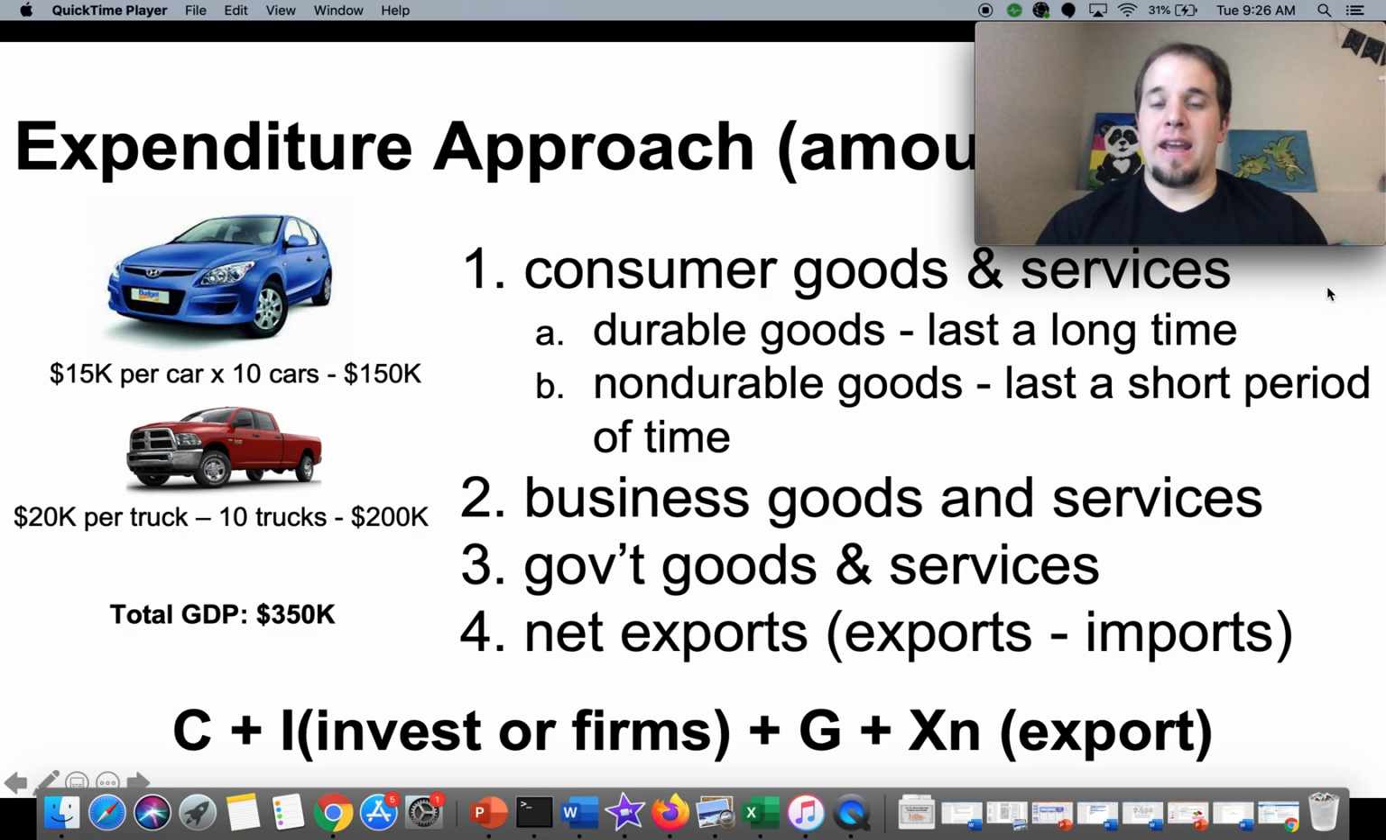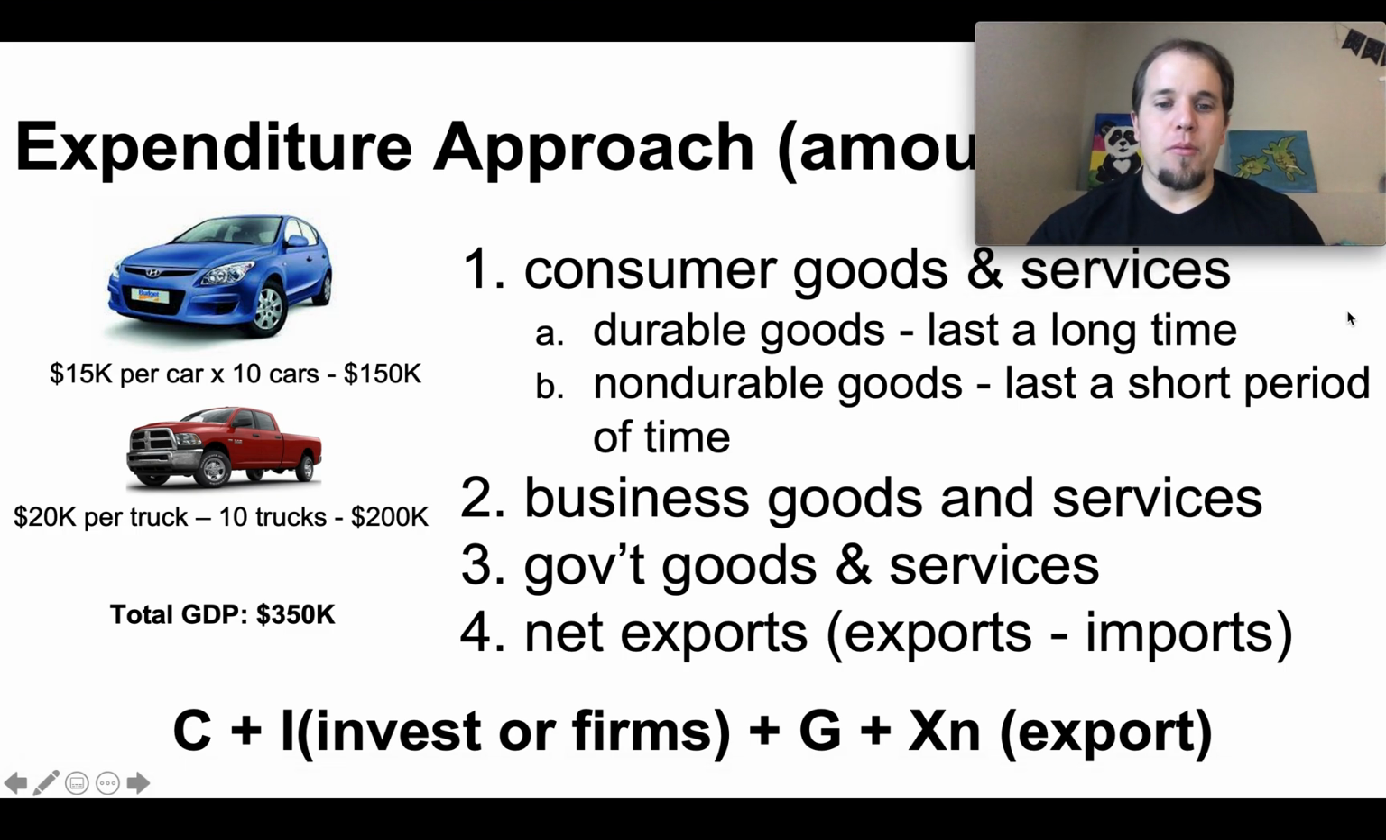So what any economy does is they look at 4 categories: consumer goods and services, businesses' goods and services, governments, and then net exports. And let me explain the net exports. What this is referring to is that exports are items that are leaving the U.S. So Ford, let's say they have plants within the U.S. and they're sending their trucks to Canada. That is an export. It is exiting out of the U.S.